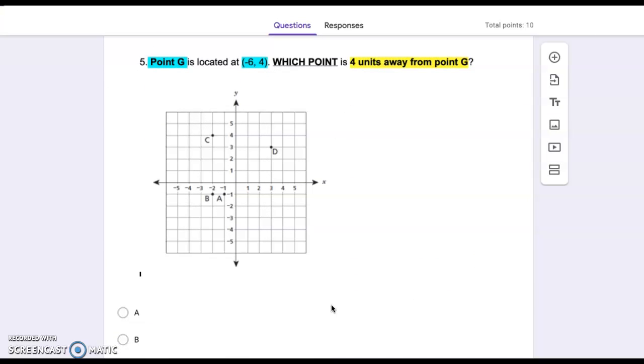Number 5, point G is located at -6, +4. Which point is 4 units away from point G? A, B, or C?